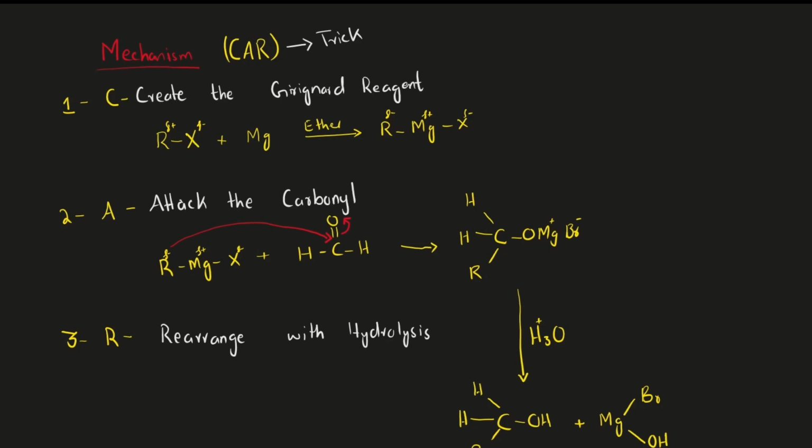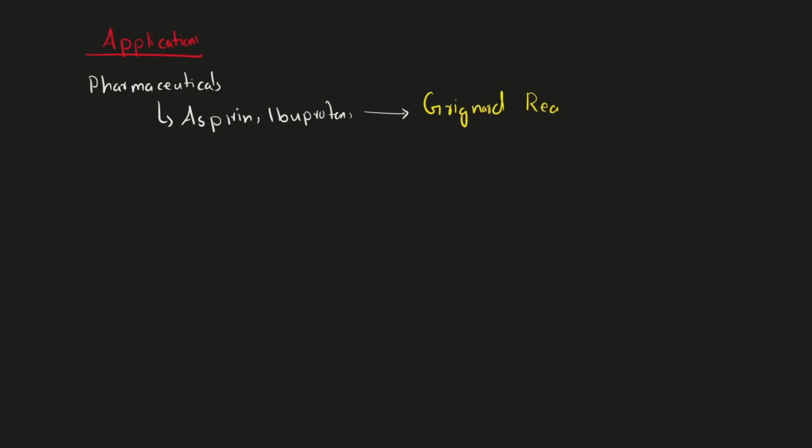But remember the key phrase, which is CAR. R: Read the Grignard reagent. A: Attack the electrophilic carbon. R: Rearrange the compound. Now we will see the application of this reaction. The major use of Grignard reagents is in the pharmaceutical industry, where there are medicines known as aspirin and ibuprofen, where Grignard reagents were used.